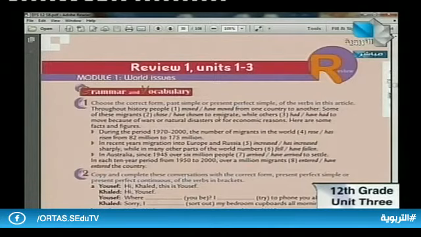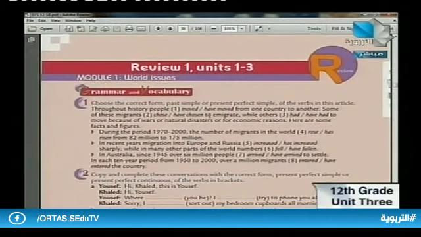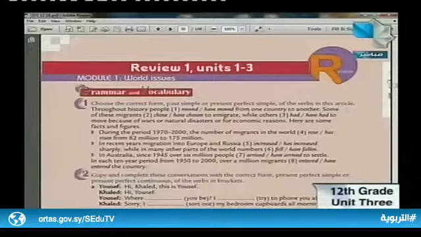Now, how did you know that here we have to choose have moved, but not moved? We have throughout history. What do you mean when we say throughout history? It means a period of time from the past till now. So there is a relation, a link between past and present. Exactly. And the present perfect is used in these cases. Okay. Good. The next one.